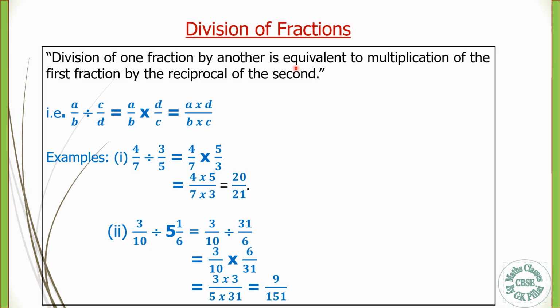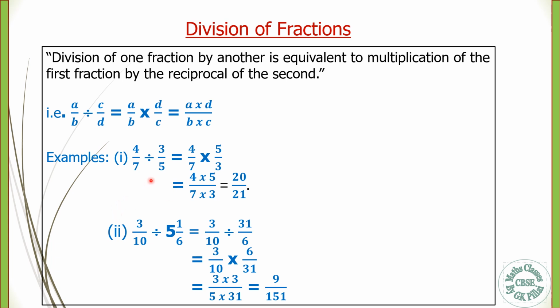Now we are going for division of fractions. This is also explained with the help of a formula. Division of one fraction by another is equivalent to multiplication of the first fraction by the reciprocal of the second. A by B, when you are dividing by C by D, you can definitely multiply the first one by the reciprocal of the second. A by B into D by C, A into D upon B into C.